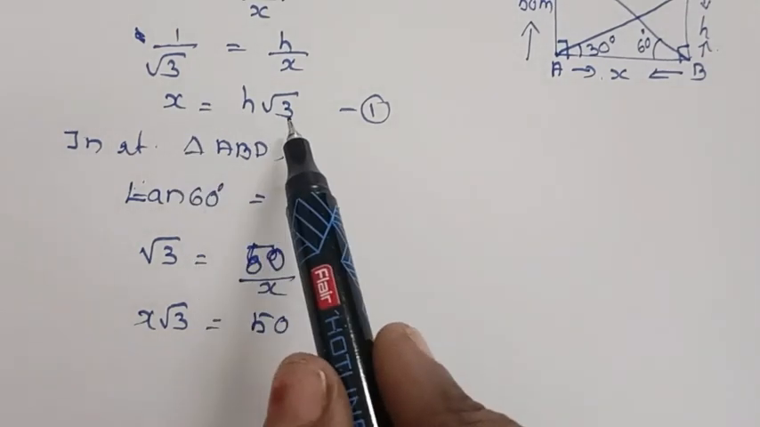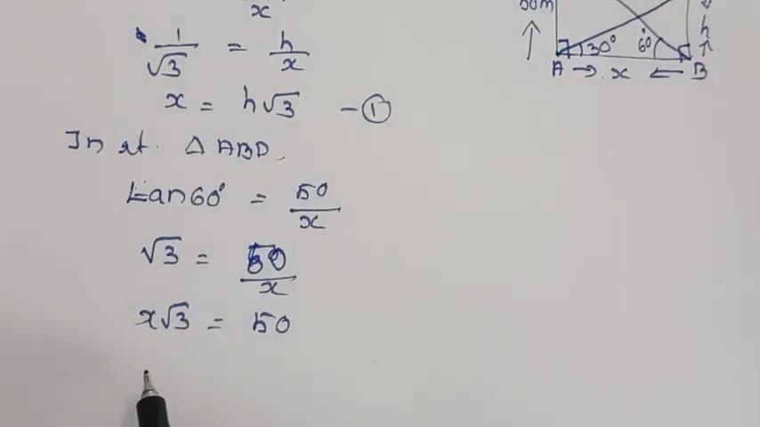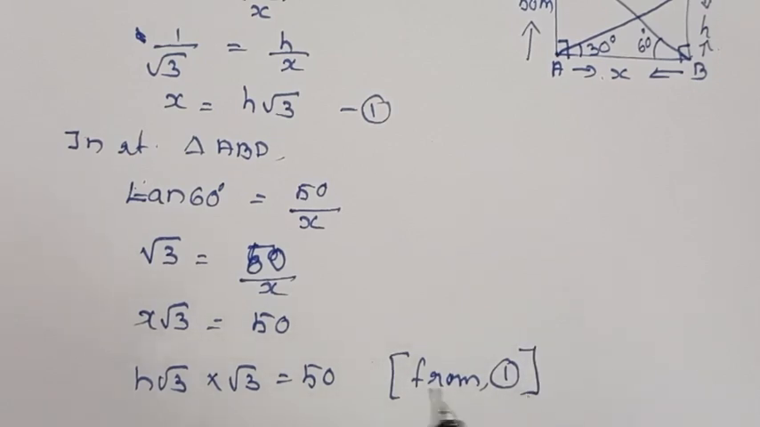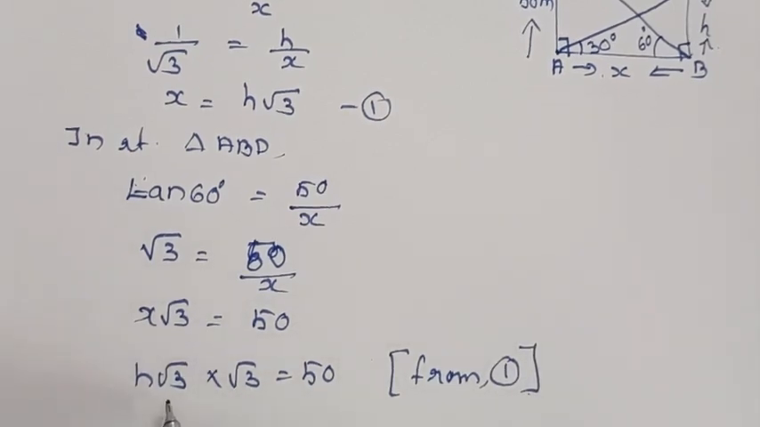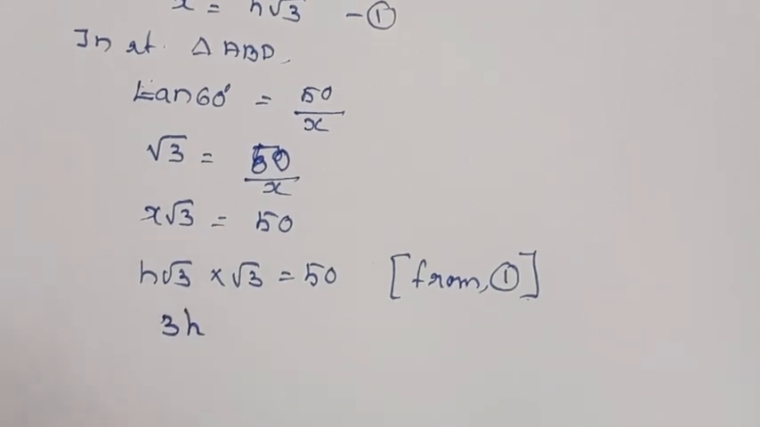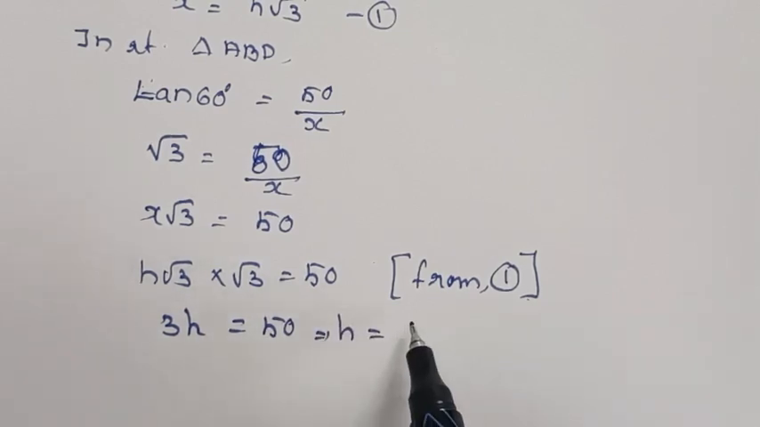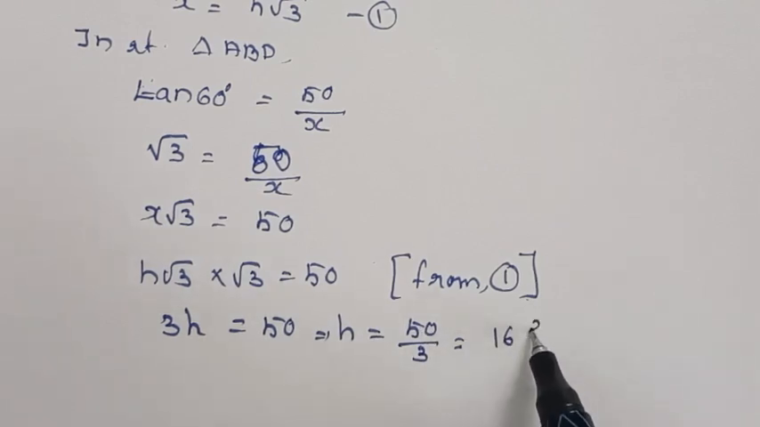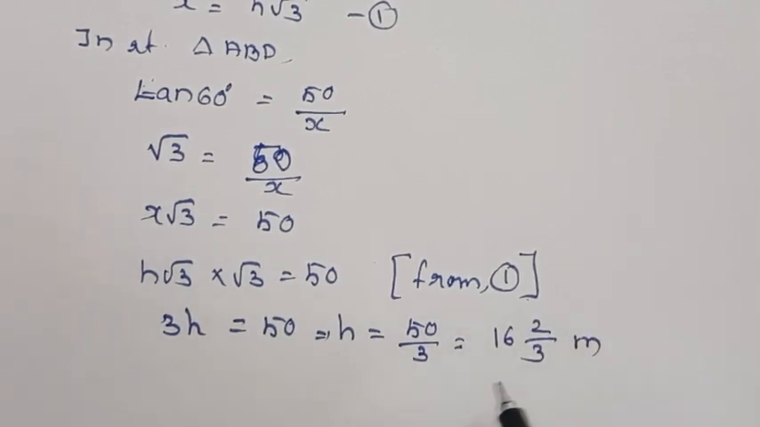Now instead of x we can substitute h root 3, that is from 1. Substituting, h root 3 into root 3 equal to 50. That is 3h, since root 3 into root 3 is 3. 3h equal to 50, that implies h equal to 50 divided by 3. 50 by 3 equals how much? 16 2 by 3. 16 2 by 3 meters.